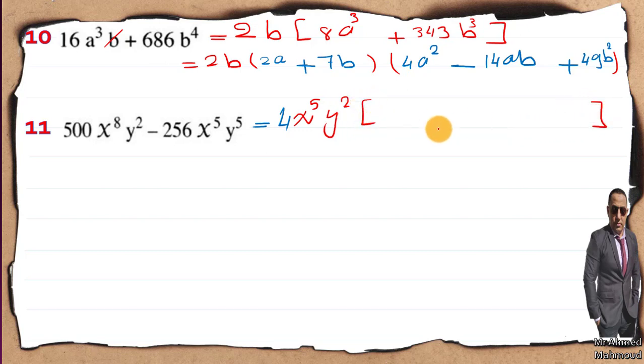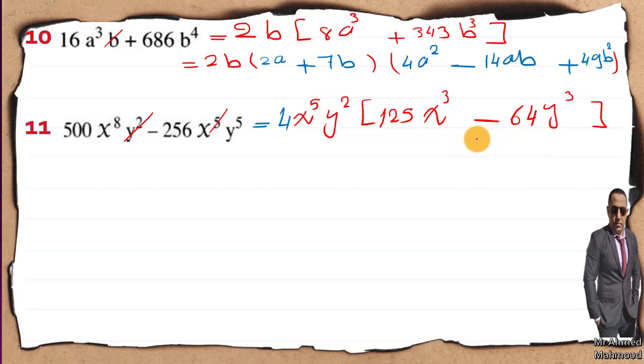Open bracket like this. 500 divided by 4 equals 125. X power 8 divided by x power 5 equals x power 3. And y power of 2 over y power of 2 cancelled. 256 divided by 4 equals 64. X power 5 over x power 5 cancelled. Y power 5 over y power of 2 equals y power of 3. Inside the brackets I have x power of 3 and y power of 3.